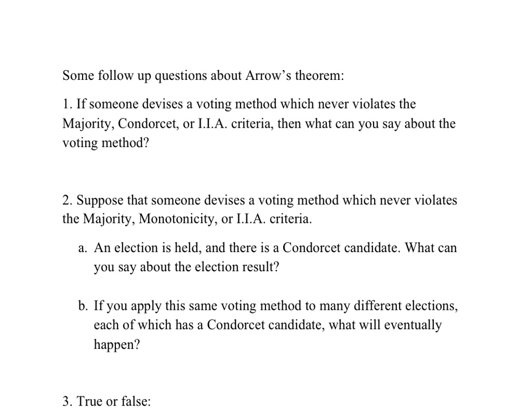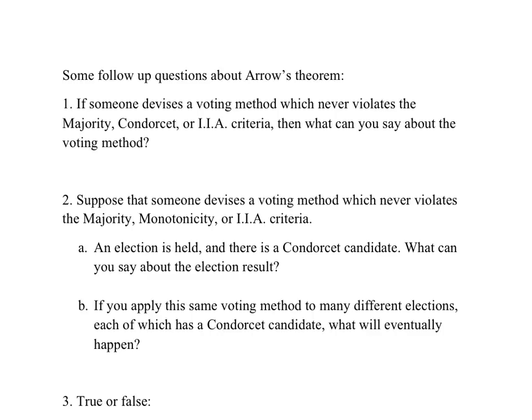Let's conclude with some follow-up questions about Arrow's theorem. If someone devises a voting method which never violates the majority, Condorcet, or IIA criteria, then what follows? What can you say about that voting method?